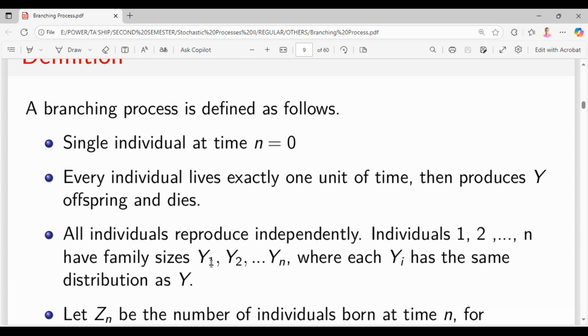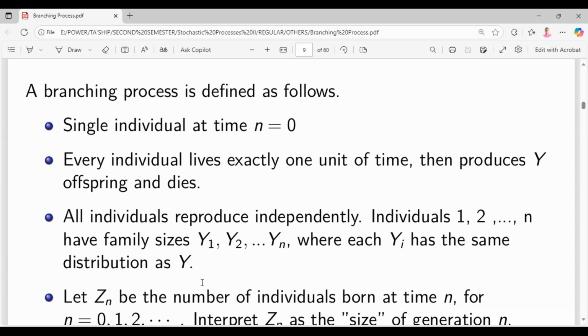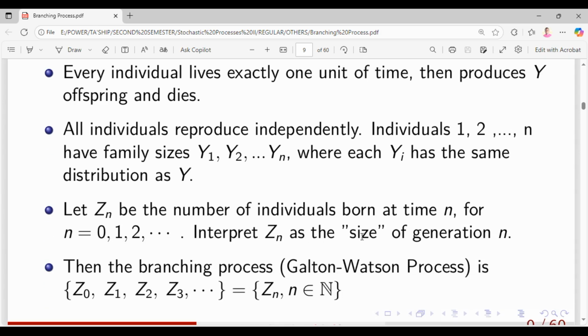So if Y1 follows a binomial distribution, that's the family size of the first individual, then the same distribution applies to the remaining individuals in the generation. Okay, and that will be the same as Y, the family size for the single individual at time 0. Let Zn denote the number of individuals born at time n. So Zn, in other words, is a generation size random variable. This is the number of individuals being born at each generation.